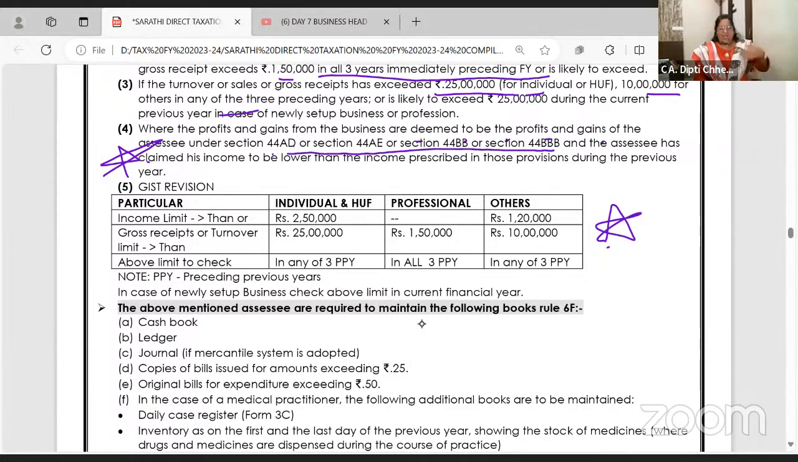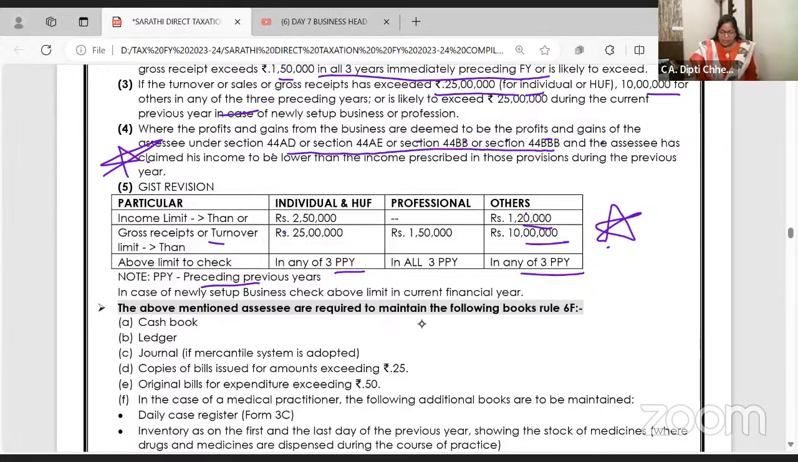Individual and HUF: is your income exceeding 2,50,000? Yes. Is your turnover exceeding 25 lakhs? Yes. Any of it, then in any of the 3 preceding previous years, PP-wise, then you have to maintain the books. Others: if your income exceeds 1,20,000 or turnover or gross receipts exceed 10 lakh in any of the 3 years, then you have to maintain the books of accounts.